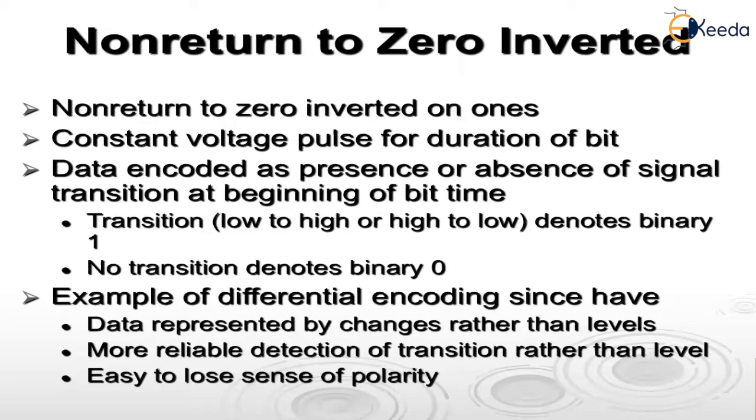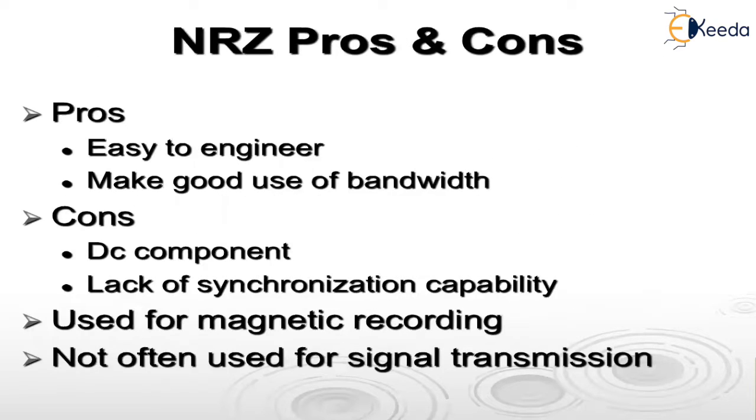Then NRZ, pros and cons. The NRZ codes are the easiest to engineer and in addition make efficient use of bandwidth. Most of the energy in NRZ-L and NRZ-I signals is between DC and half the bit rate. The main limitation of NRZ signals is the presence of a DC component and the lack of synchronization capability.